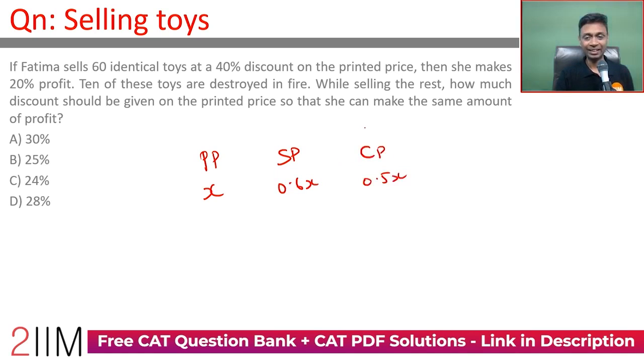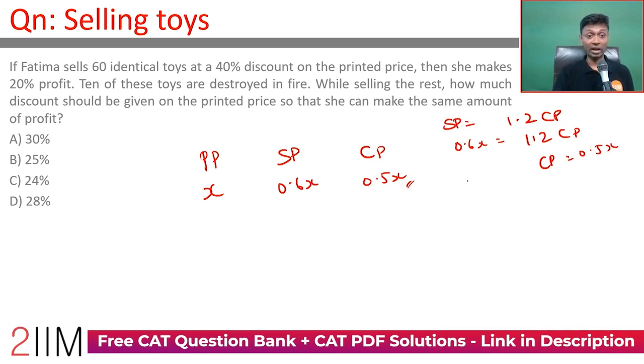How did we get there? It's a 20% profit, not 40%, 20% profit. So selling price should be 1.2 times cost price. So if this is 0.6x, that is 1.2 times cost price, or cost price is 0.5x, which is what we got here.